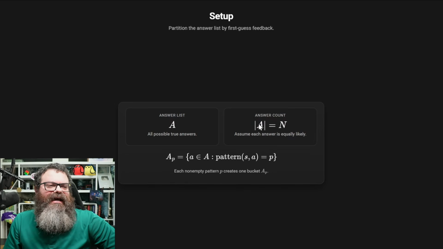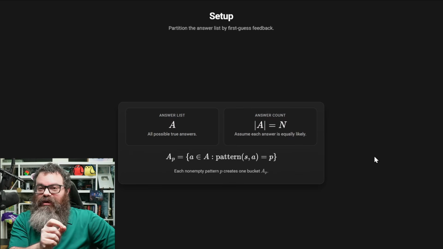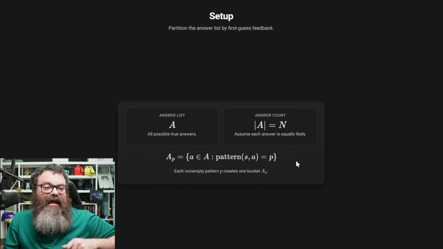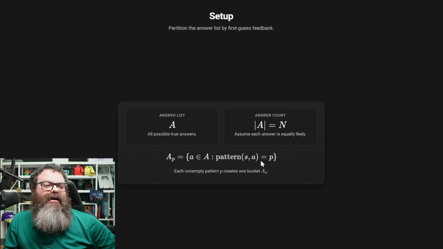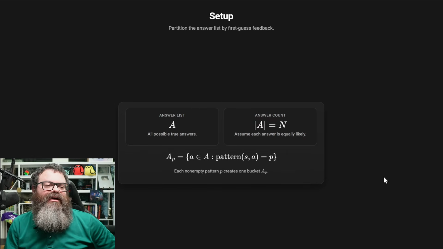And so what we're going to say is that the size of the answer list set, that's what this means, the size of the set, we're just going to call that n, and we're going to assume every answer is equally likely. Every day it's picking a random word from that list. And so this is just some fancy math that says we're defining A sub P, P being a pattern, not a probability. A sub P is a set that contains all of the answers that match the pattern P. All right. So each non-empty pattern P creates one bucket, A sub P.